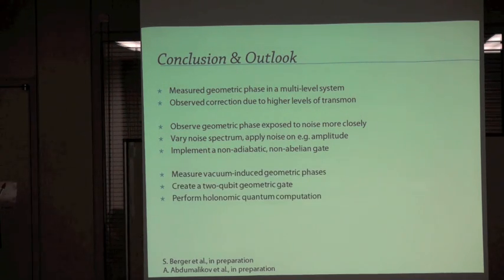And as future prospects, we're considering to measure vacuum-induced geometric phases, whereby you use the vacuum field in the resonator to have the qubit acquire some geometric phase. And if things go well, we might want to build a universal set of quantum gates for which we need a 2-qubit geometric gate. And if we have this, well, we can consider dabbling with simple algorithms which are based purely on geometrical phases.